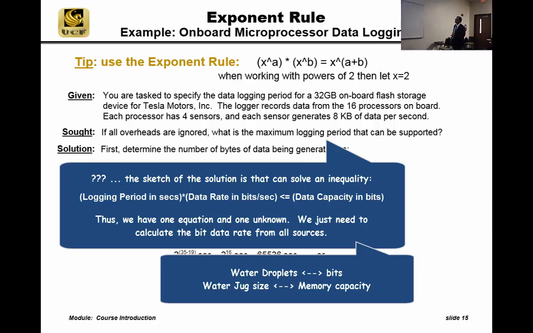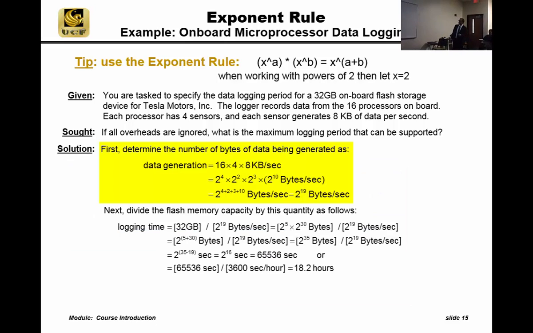So let's do that. We're going to determine the number of bytes of data being generated. So what's the data generation rate? As we mentioned, there's 16 processors, 4 sensors, and 8 kilobytes per second per sensor. You end up with, now this is the cool part, I asked you to memorize, and I don't expect you to have it in 30 minutes, but what power of 2 is this? This is 2 to the 4, right? 4 is 2 to the 2, and this is 2 to the 3. Kilobytes, what's a kilobyte? 2 to the 10?